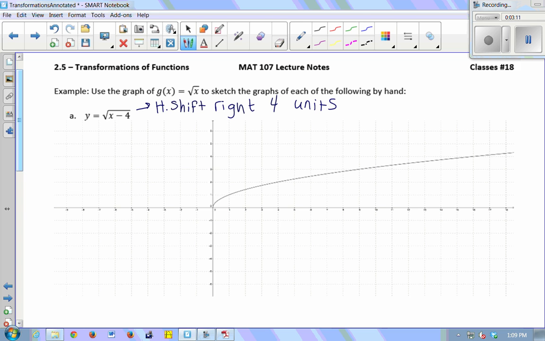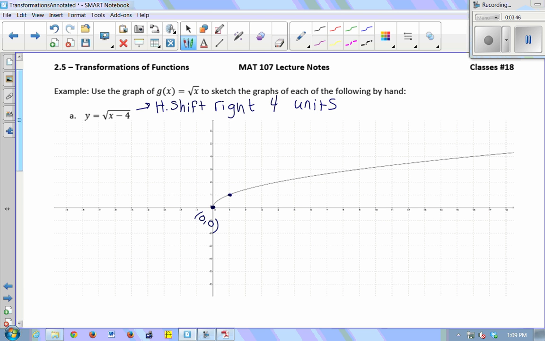So if you look at that and you say, okay, that means I should go right 4 units. You can either picture your graph moving right 4 units, right? Just slide it over 4 units. But if you're not good at visualization, you can also do this by points. So if I pick a point like 0, 0, moving to the right 4 units is going to increase my x coordinate by 4. So you could just pick a few key points.